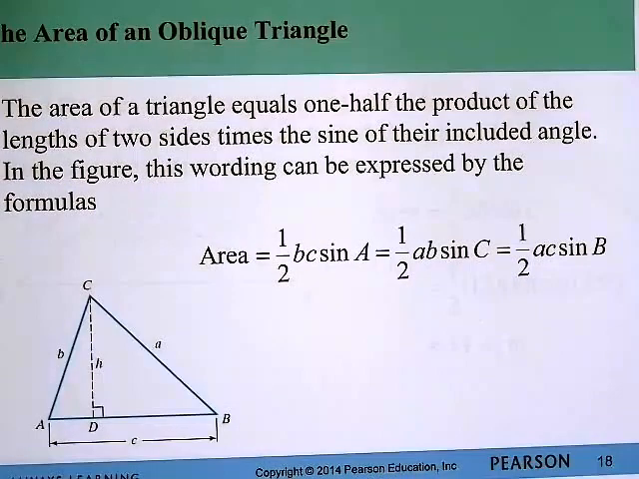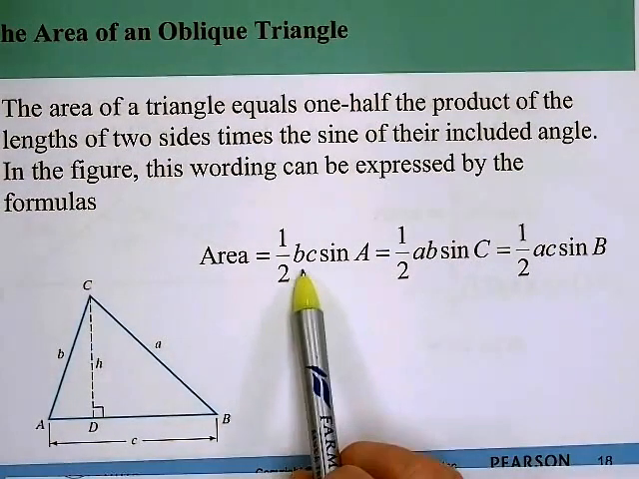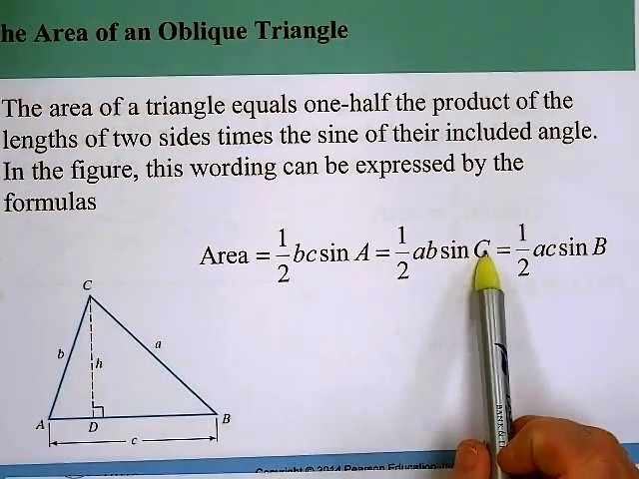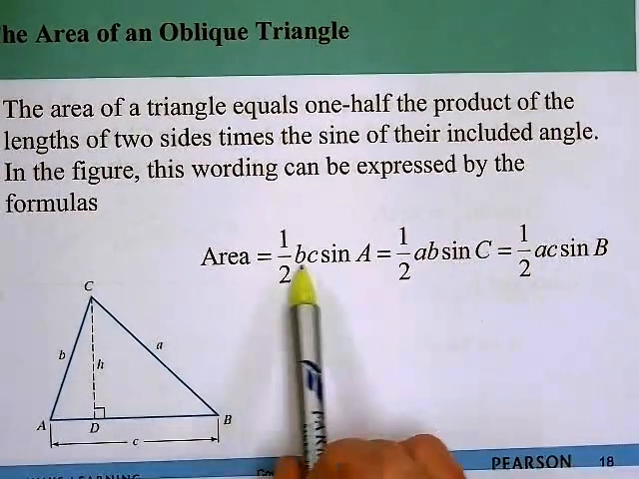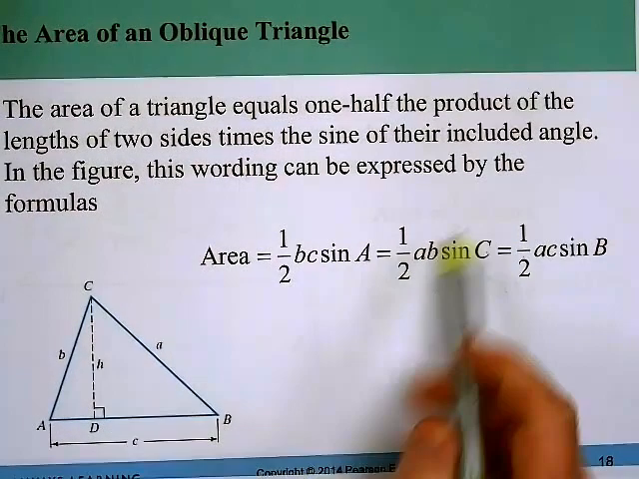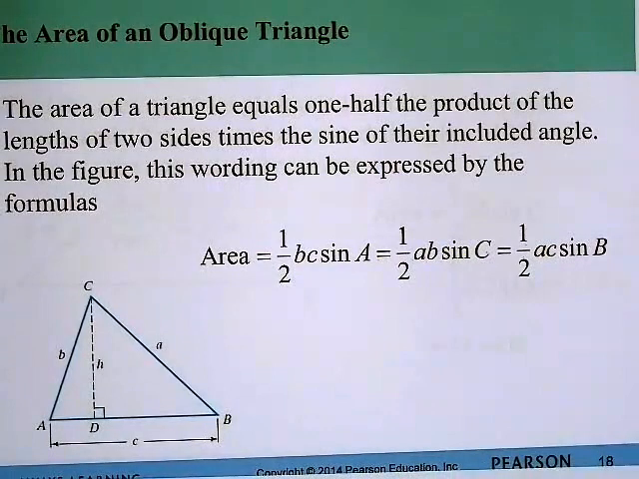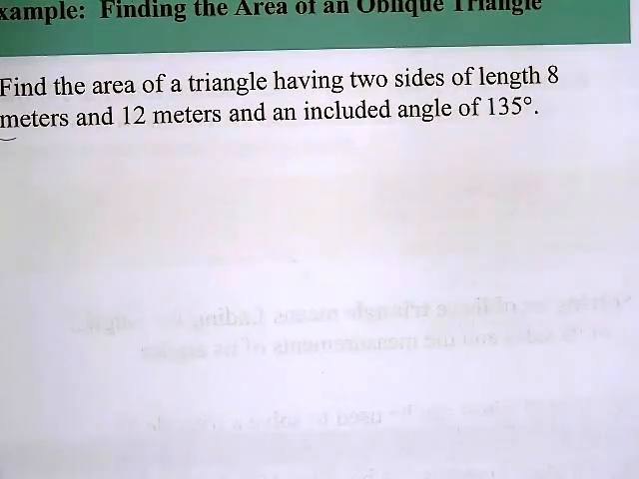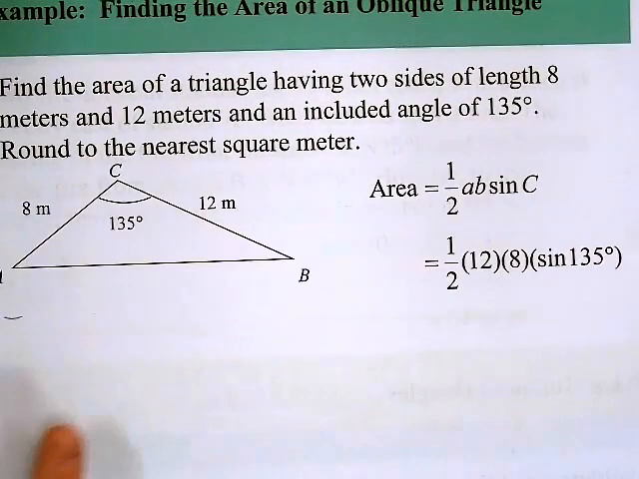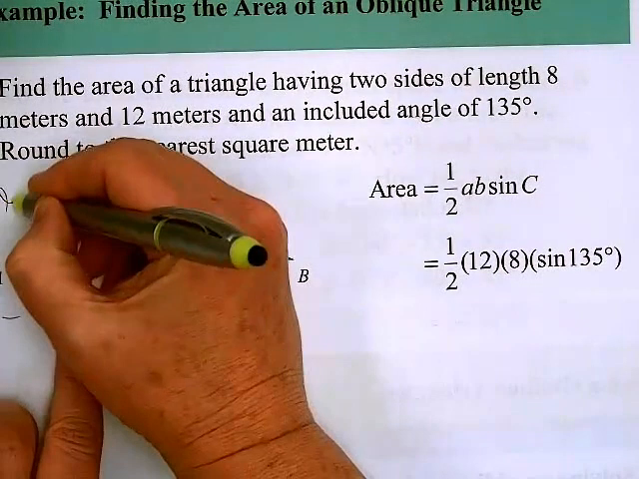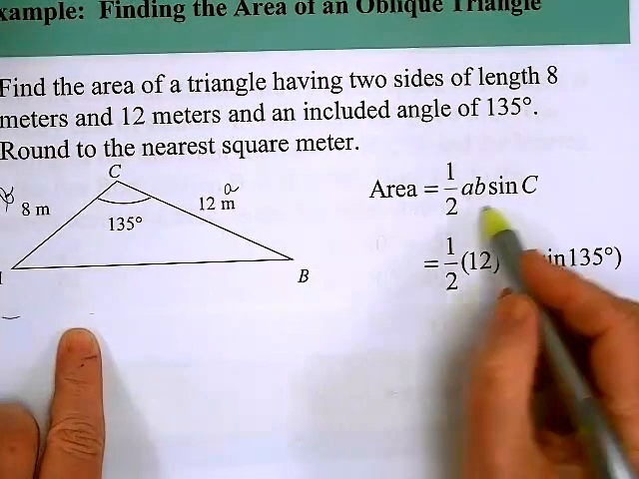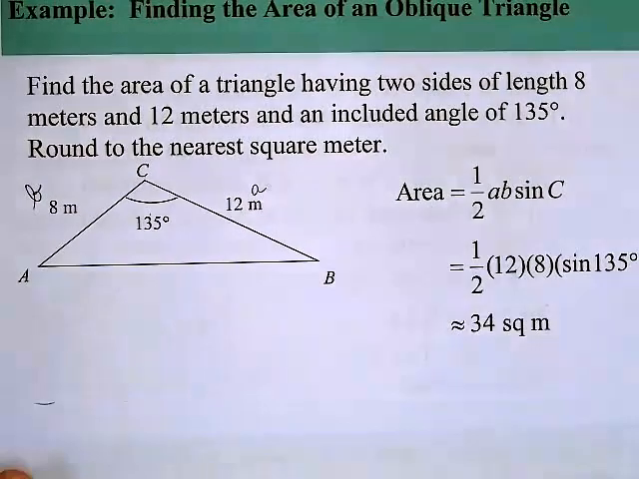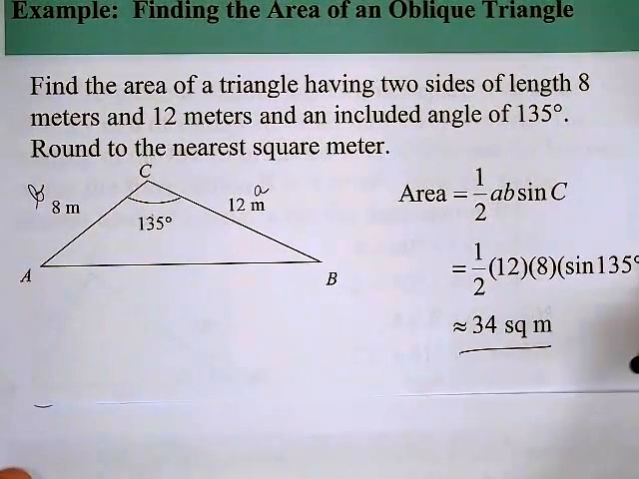Okay, area. The area of an oblique triangle is 1/2 bc times sine A, 1/2 ab times sine C, or 1/2 ac times sine B. So whatever two sides you're using, you use the other angle, and you can use any part of that you like. So find the area of the triangle having two side lengths of 8 and 12 and an included angle of 135. So we know that this is lowercase b, this is lowercase a, and angle C is 135. Plug that in, and we get our area to be 34 square meters.